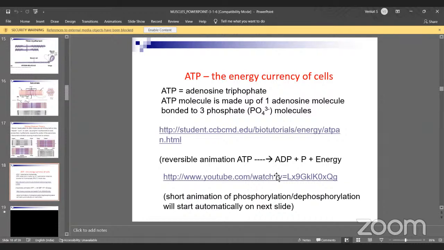The energy currency of cells is ATP, adenosine triphosphate. An ATP molecule is made of one adenosine molecule bound to three phosphate molecules: one adenosine and three phosphates, like that. The reversible reaction of ATP and ADP plus phosphate plus energy. The short animation of phosphorylation and dephosphorylation will start automatically on the next slides.